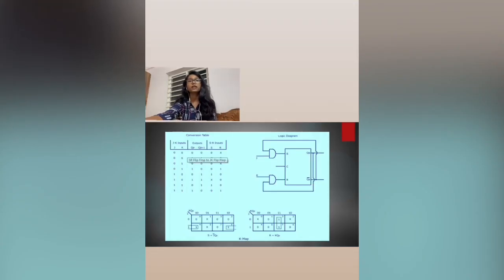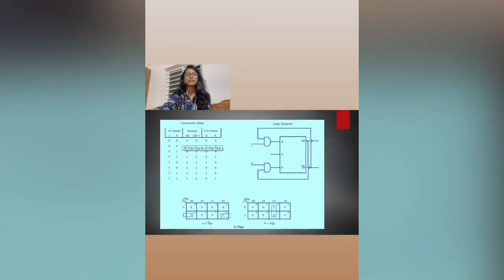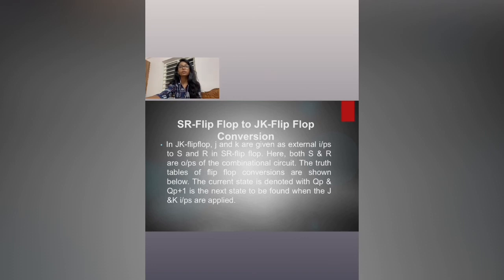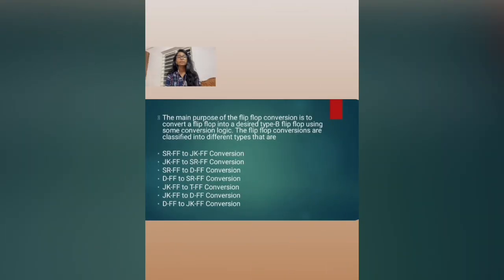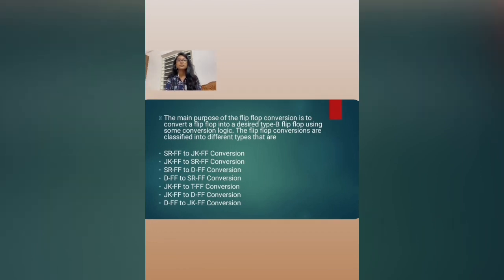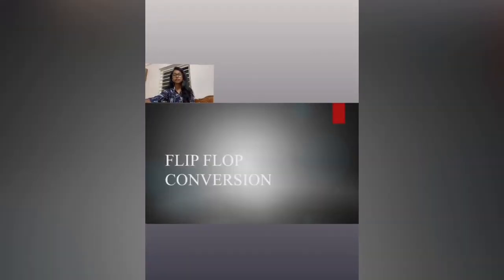We can draw a logic diagram. Value of R is equal to KQP. S and R. Here the value of S is in the excitation table of SR flip-flop. State to be found when the JK inputs are given as external inputs to S and R in SR D flip-flop to JK flip-flop conversion. K flip-flop to T flip-flop conversion, JK flip-flop using some conversion logic. The flip-flop conversion, my topic is conversion of flip-flops.